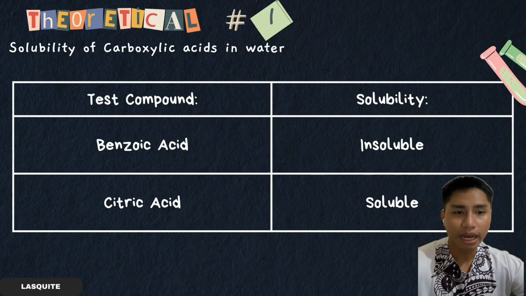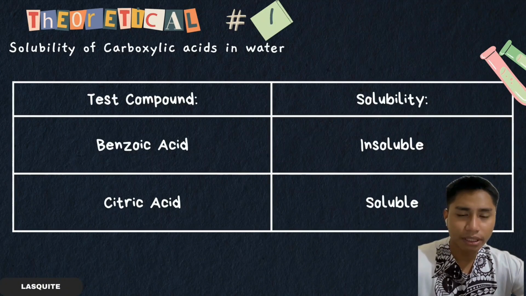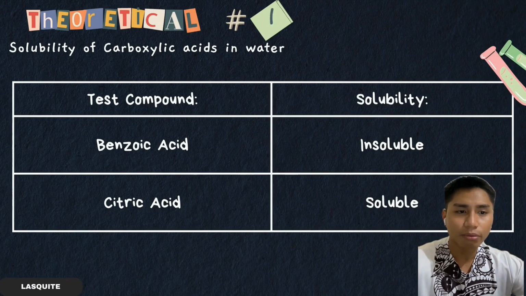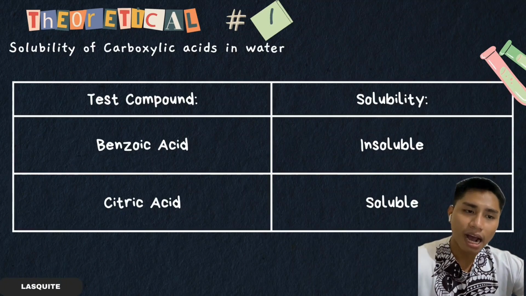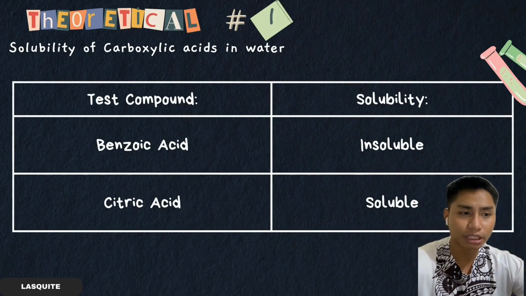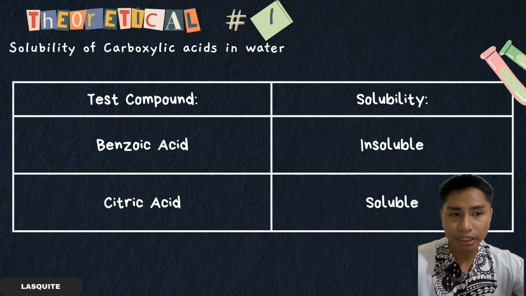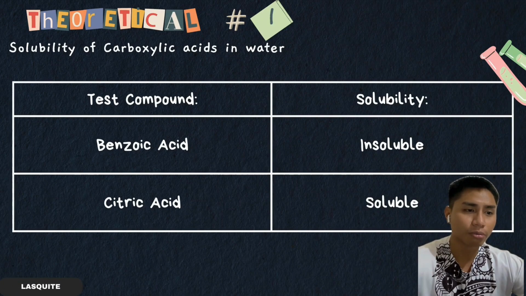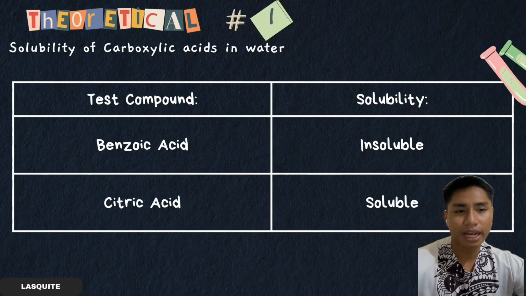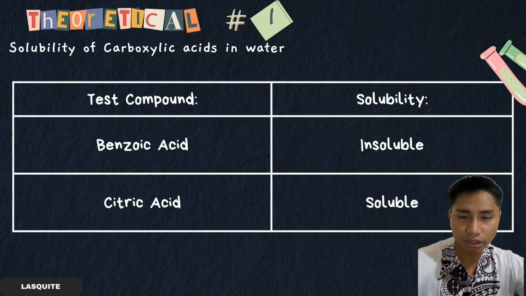Lastly, we have the citric acid, which showed solubility in water. Citric acid is highly soluble in water due to its 3 carboxyl groups and 1 hydroxyl group, all of which can form strong hydrogen bonds with water molecules. This makes citric acid highly polar and readily soluble in water.